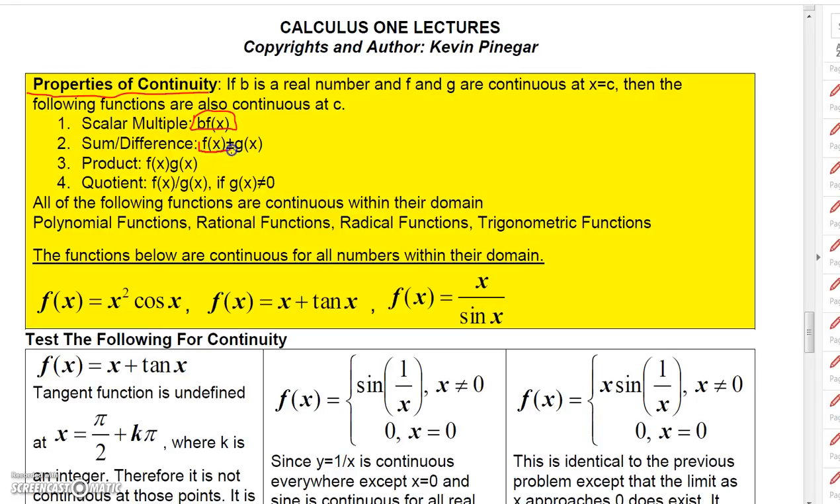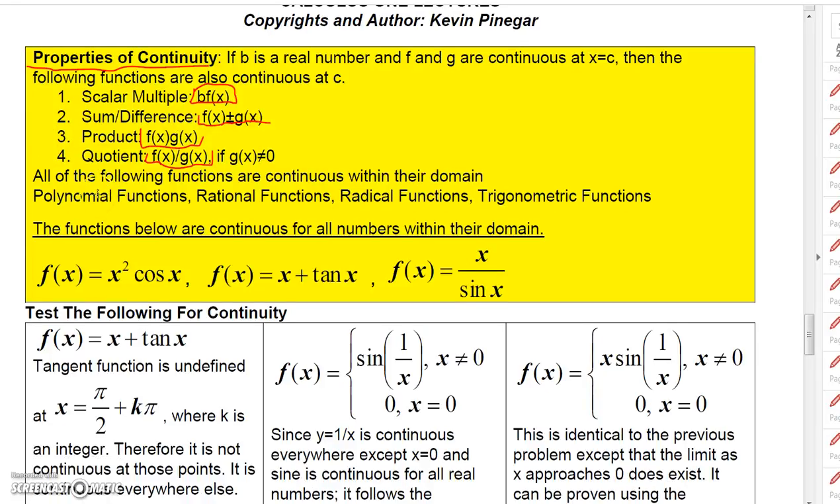The sum of two functions that are continuous is going to be continuous, and so is the difference. So the difference of two functions will be continuous. Even the product of two functions that are continuous is going to be continuous, and so would be the quotient, as long as the denominator is not 0. The quotient would also be continuous.